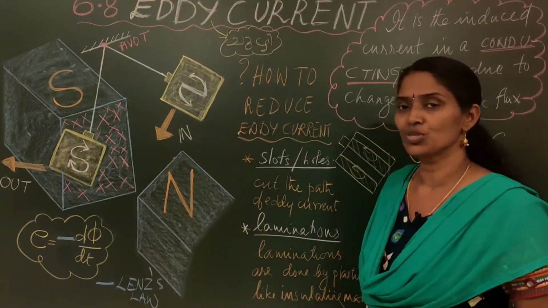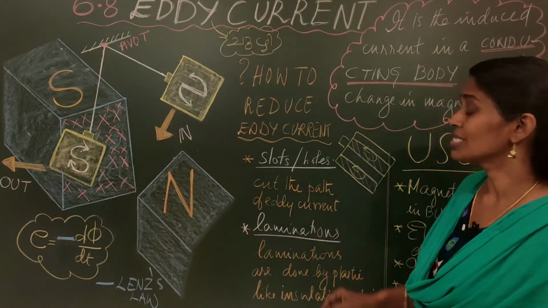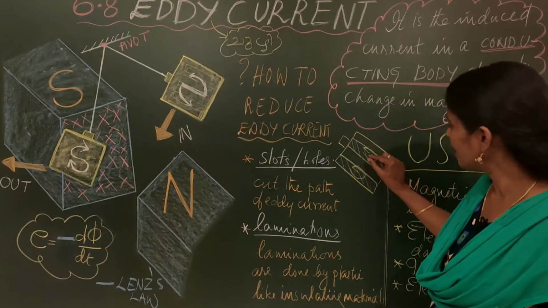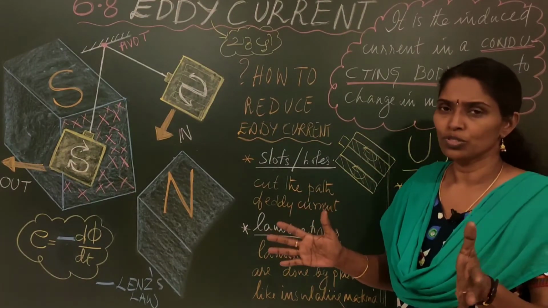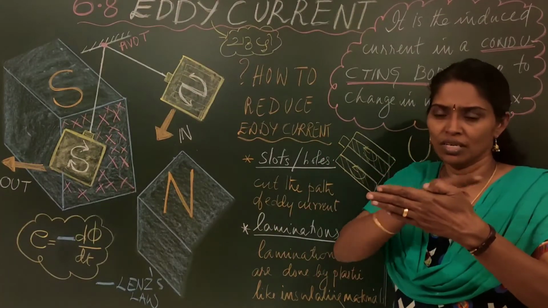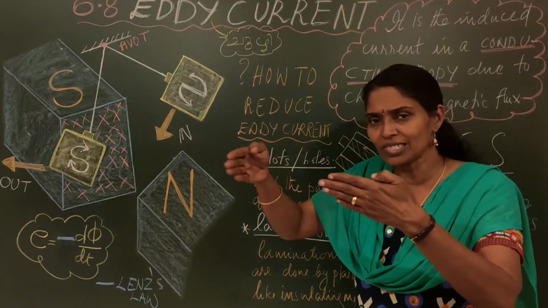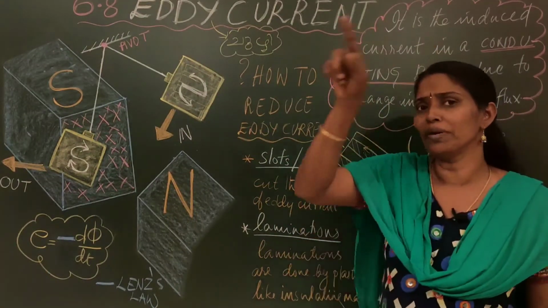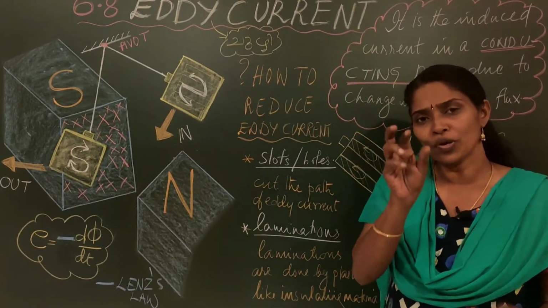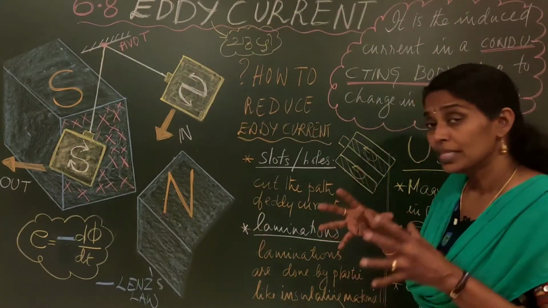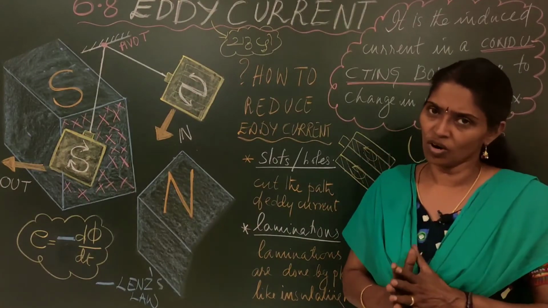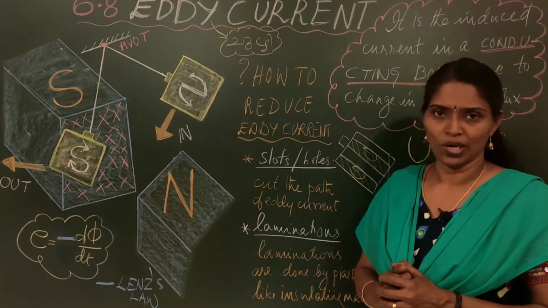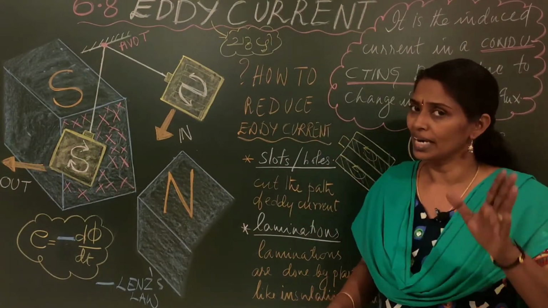So how to reduce these two things? Number one, you can use slots. This whole block can be cut in this manner, and in between the pieces you can remove so that it resembles a comb fashion. You can have a strip with small slots inside. So you can reduce the size of IA. IA can be a big loop. That big loop you can make into a small loop so that the effect of the eddy current is already present there, but the fast damping can be slowed down. So thus you can reduce eddy current.